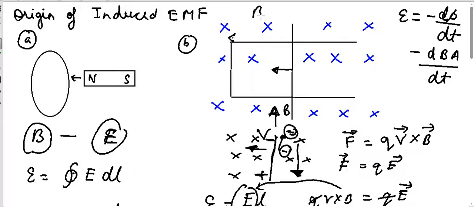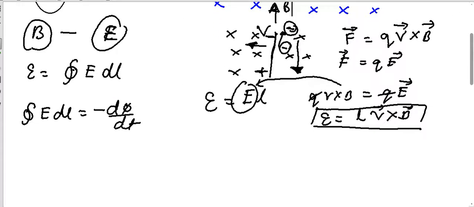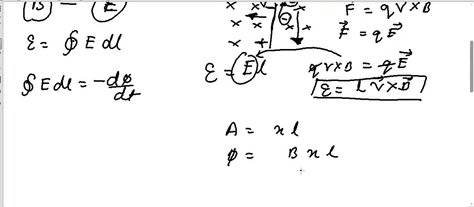Suppose the magnetic field again is B, this distance is x, and the length of the conductor is L. So the area of this loop is x into L, correct? Phi will be equal to B into area, so B into x into L. And E will be equal to d phi by dt according to Faraday's law, which is equal to d by dt of B into x into L.